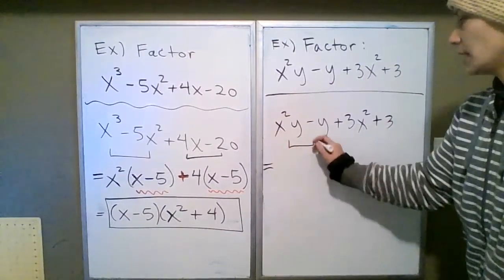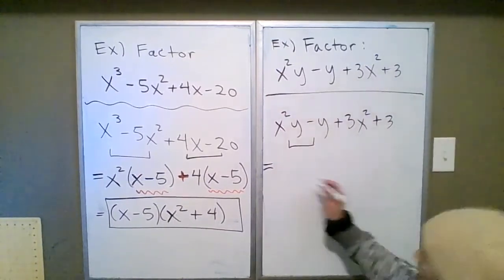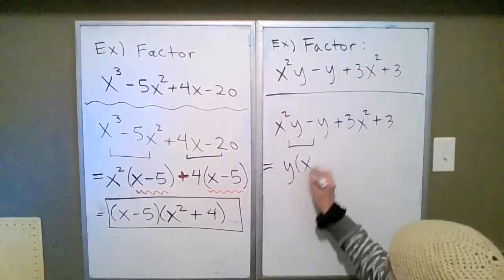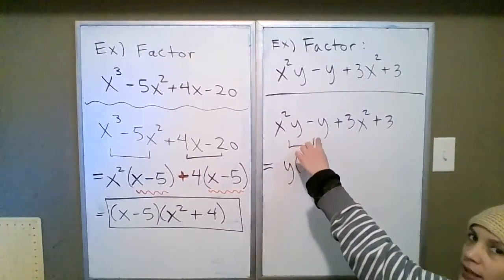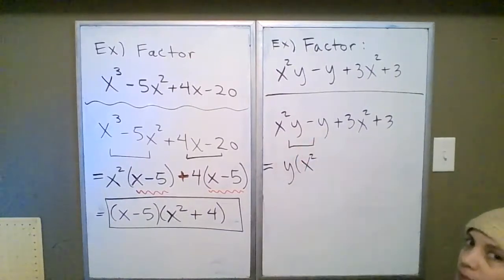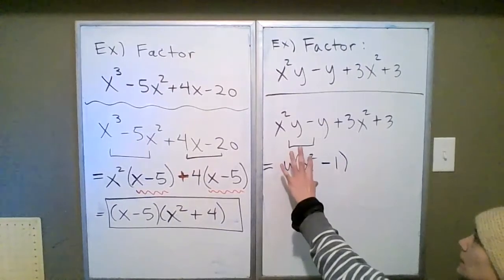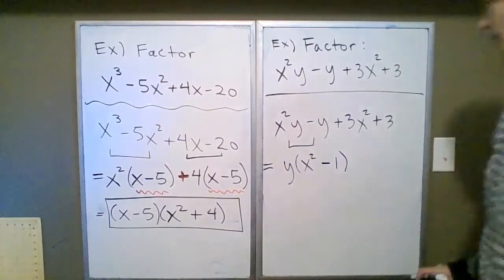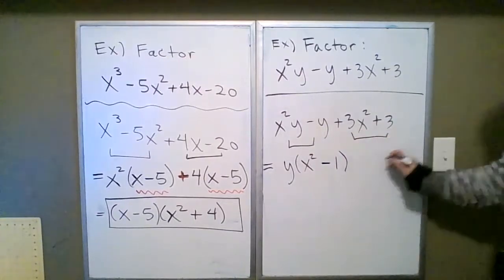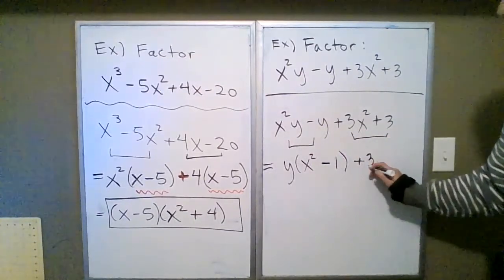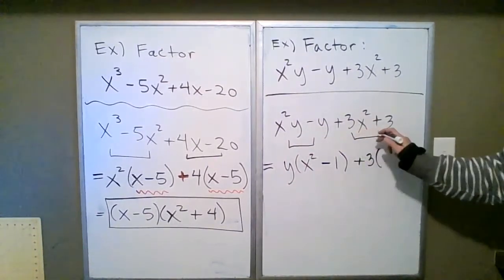Okay, putting these two together and factoring out a y from that pair. So factor out a y, it leaves x squared. Factor out a y would leave a negative 1. And then from here, we're going to factor out positive 3, which would leave an x squared plus 1.